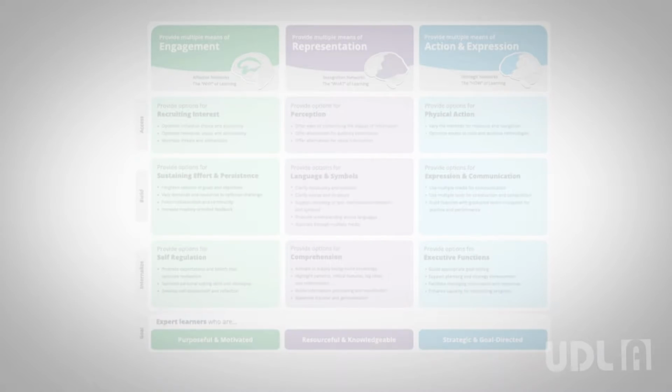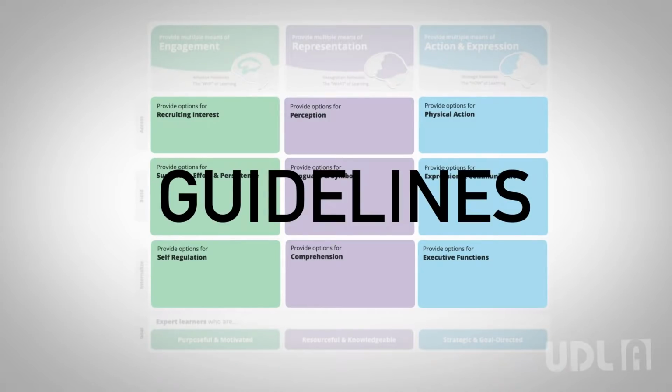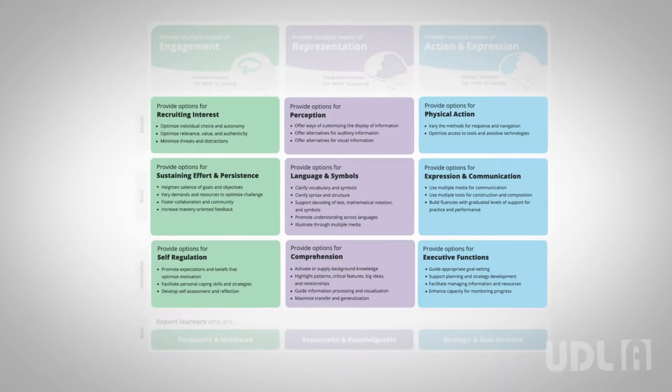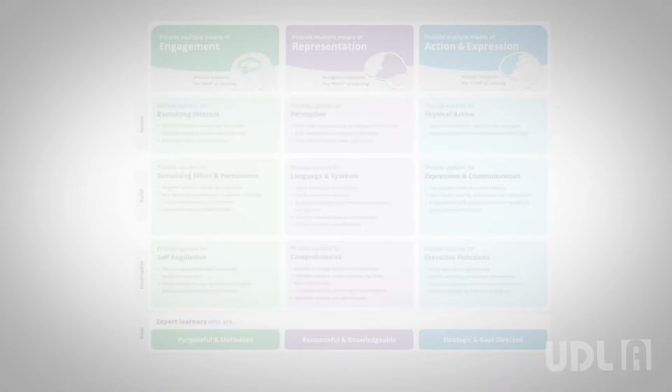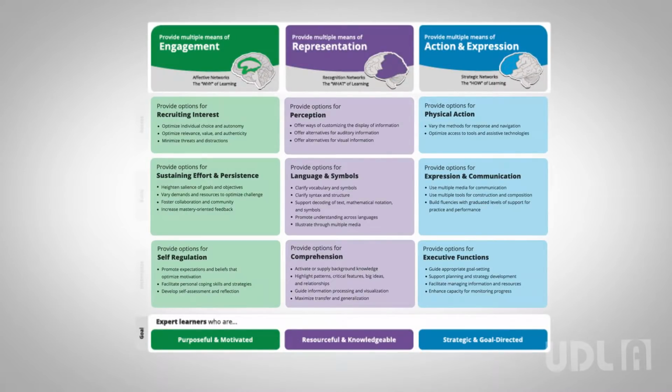Now, within each principle are 3 blocks. These are guidelines, which are supported by individual checkpoints. All right, those are the 3 layers of information: principles, guidelines, and checkpoints. But where do you start?